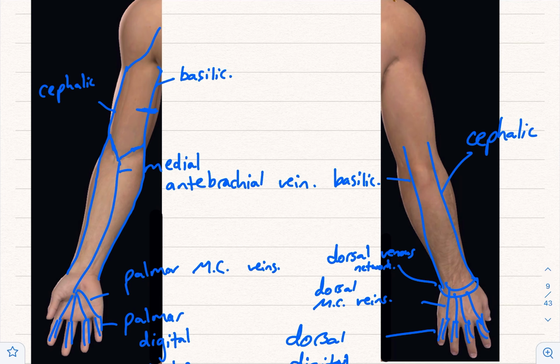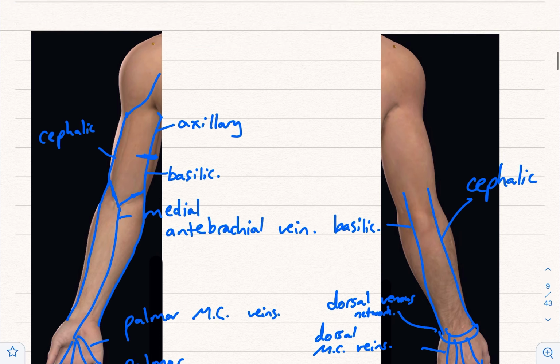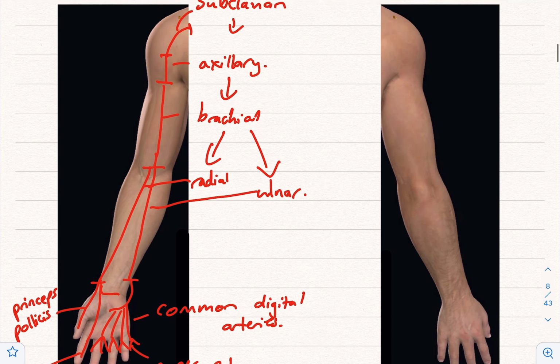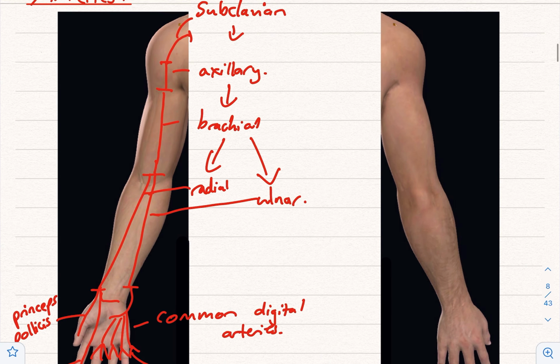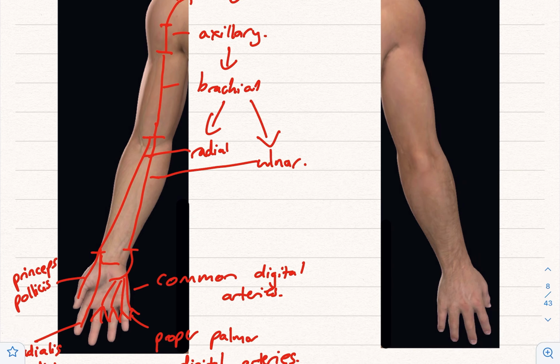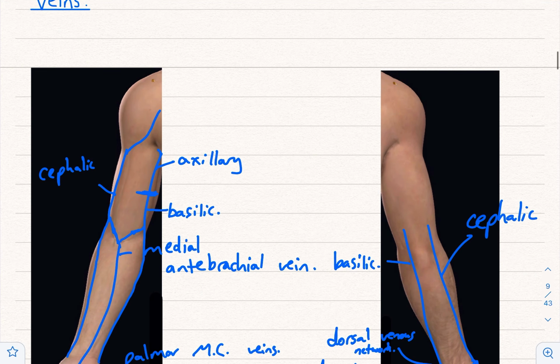So after the basilic, let me just move that down. Like that. Then the basilic turns into the axillary vein. And then what was the order we said for axillary? So if we go up here, axillary, and then it goes to the subclavian veins. And then eventually this cephalic joins in like that. And then now it's the subclavian vein.